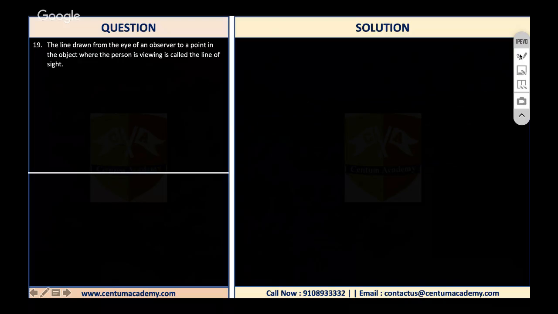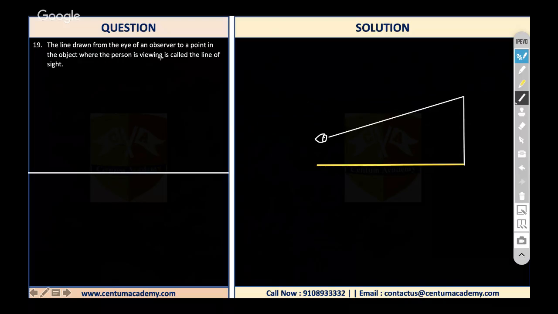Yeah. So what is it? It says the line drawn from the eye of an observer to a point in the object where the person is viewing is called the line of sight. So this is the line of sight. Let's say the person is viewing this point on the tree. So this is the line of sight.